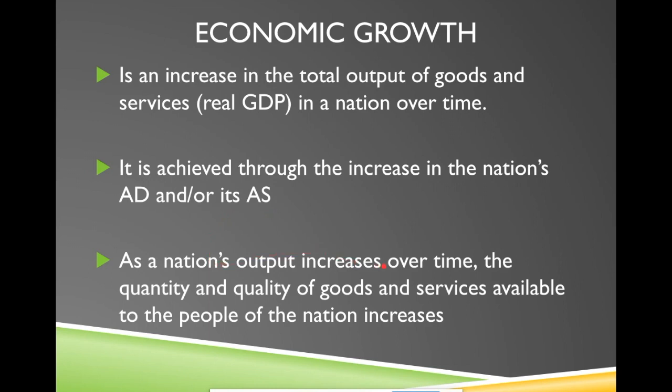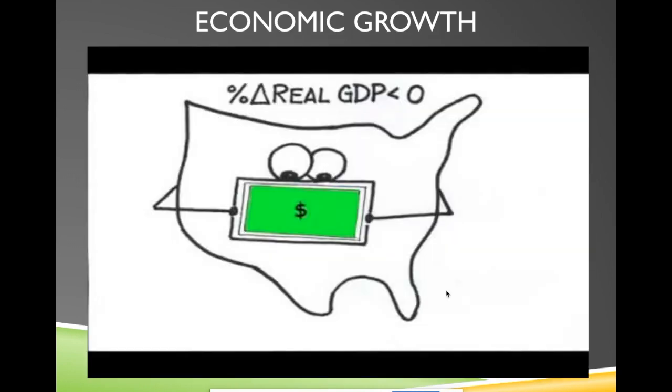As a nation's output increases over time, the quantity and the quality of the goods and services available to the people of the nation increases. And when we look at this quantity and quality of goods and services, we also know that we're talking about resources and factors of production. So we will need to see this in an AD-AS diagram as well as a PPC.